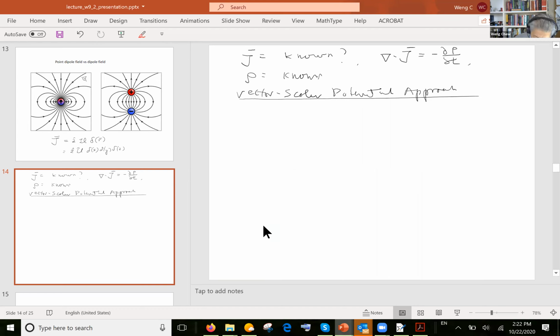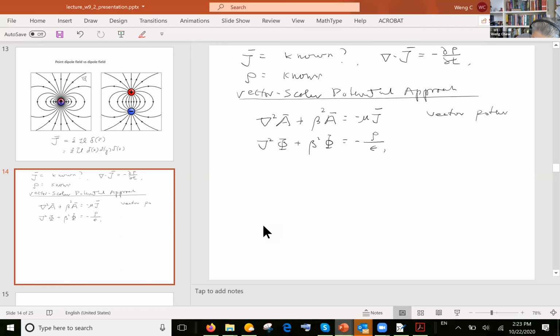Okay, so there we say that instead of solving Maxwell's equations, we can solve two simpler coupled equations. Okay, we found that the vector potential satisfies this equation. The scalar potential satisfies this equation, rho over epsilon. Okay, this is the vector potential. This is the scalar potential.